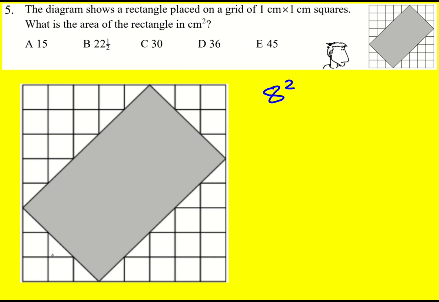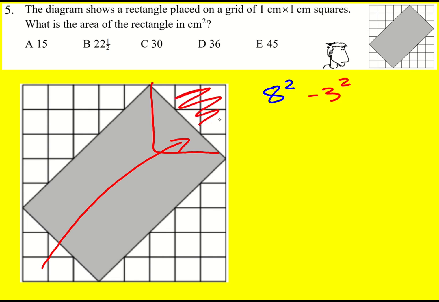Okay, I'm going to look at the bottom left and top right. Imagine moving this up here. I'd actually create a 3 by 3 square. So if I subtract 3 squared, then I'll remove these two from the grid.